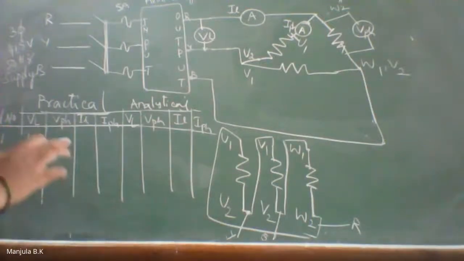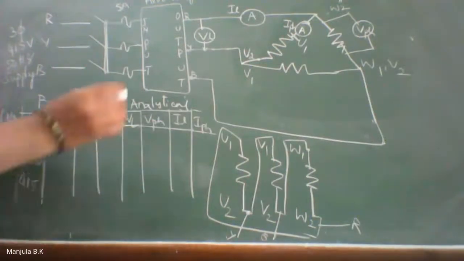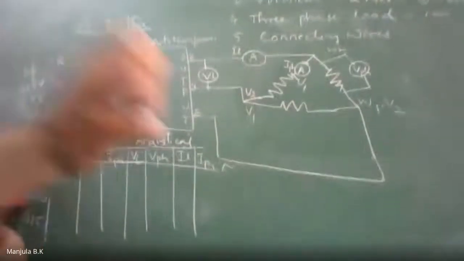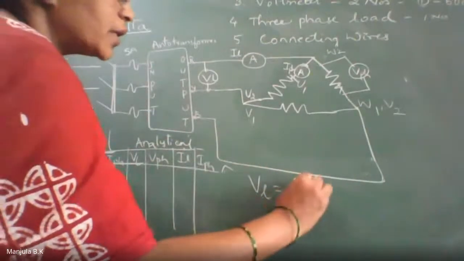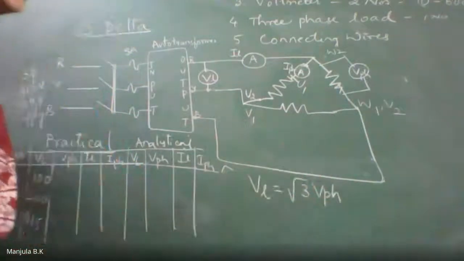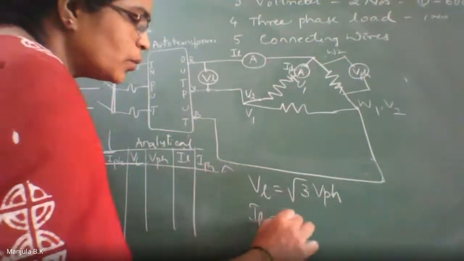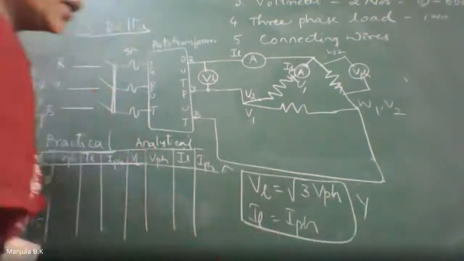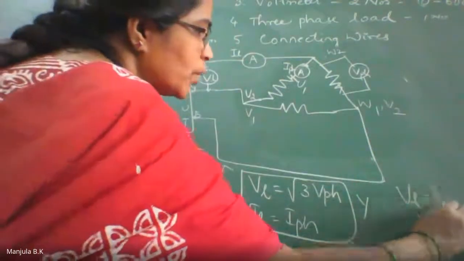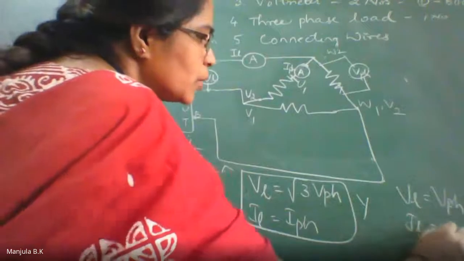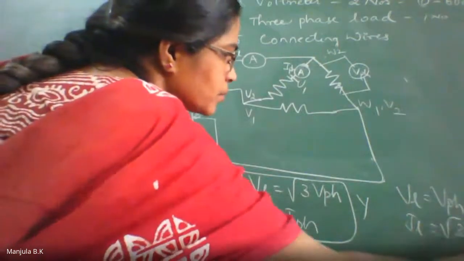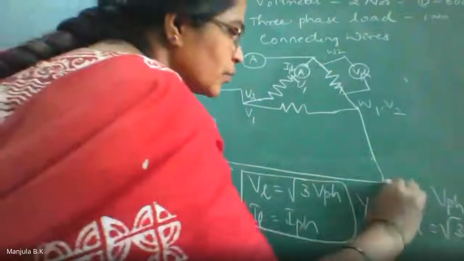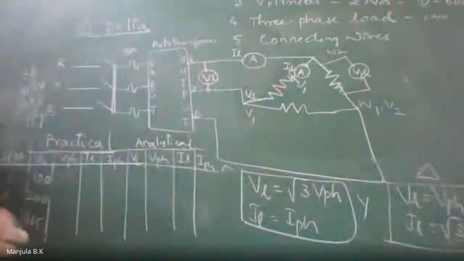Note down all the readings, and then coming to the analysis part. So we have to do analysis. In that case, VL is equal to root 3 times VPH. This has to be satisfied, and IL is equal to IPH. This is in the case of star connection. Similarly, VL is equal to VPH, and IL is equal to root 3 times IPH. So this is in case of delta connection.